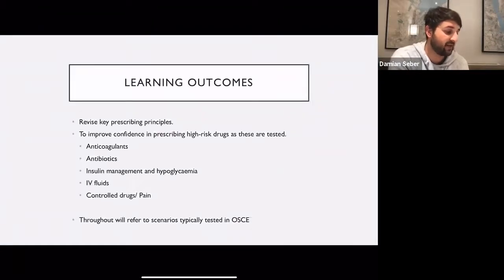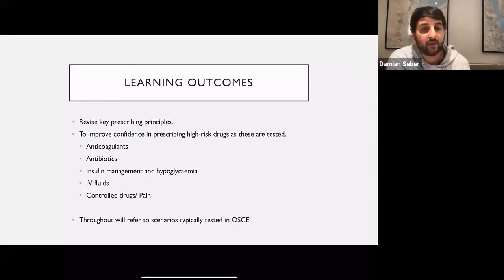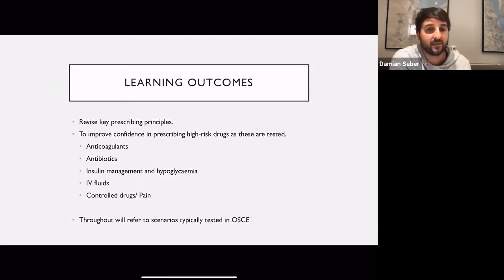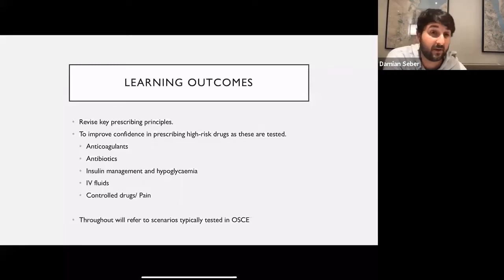So we're going to revise the key principles of prescribing. I'll just be taking you through the prescription sheet. And then we'll look at the 5 key areas that they test in prescribing. So these are anticoagulants, antibiotics, insulin management, and especially hypoglycemia that comes up often in your OSCE.